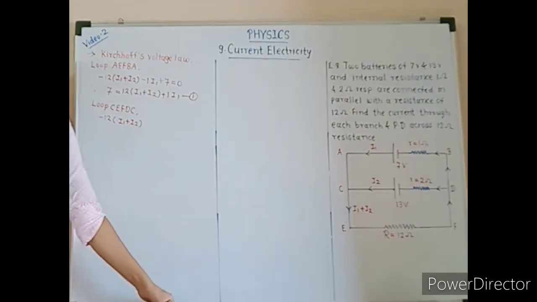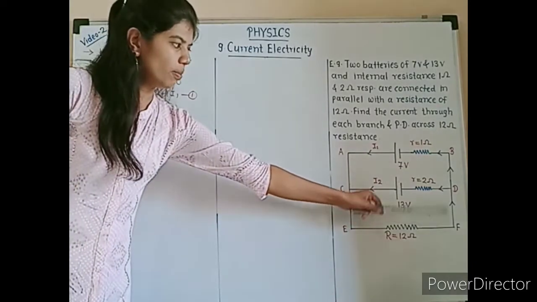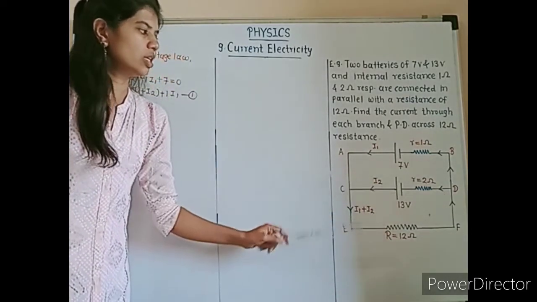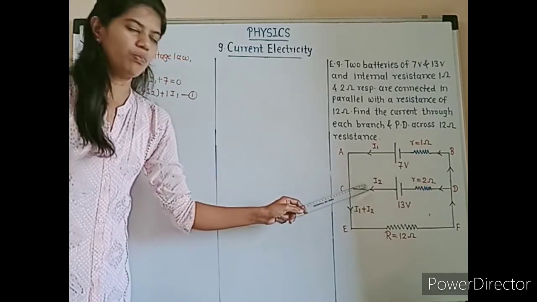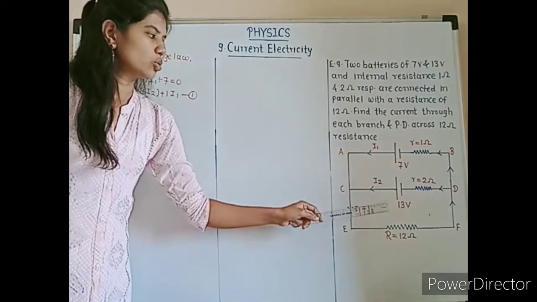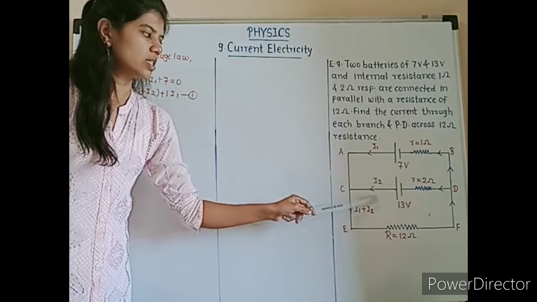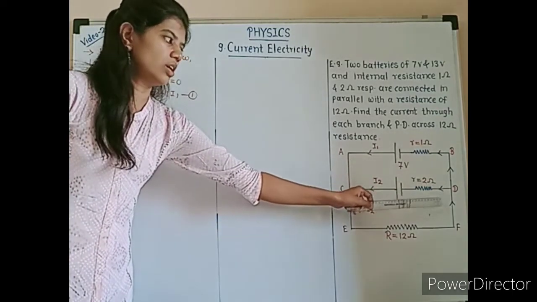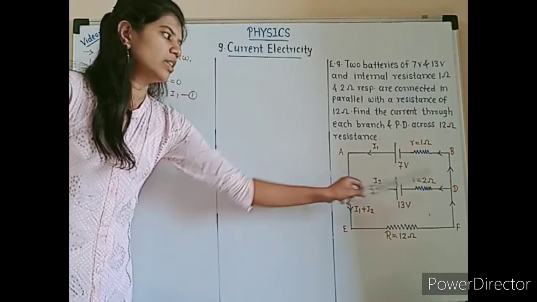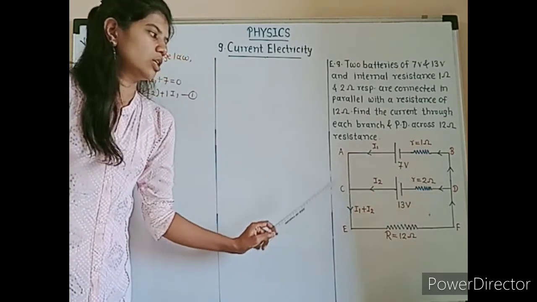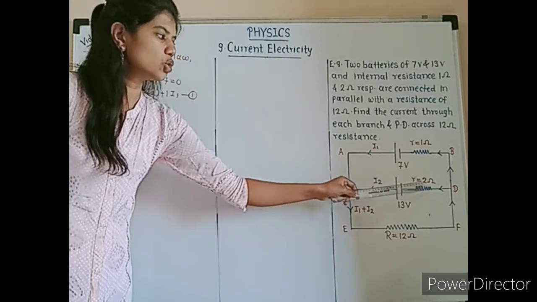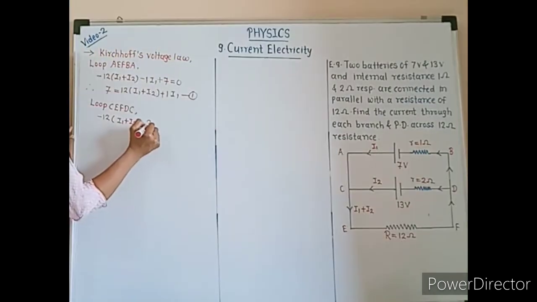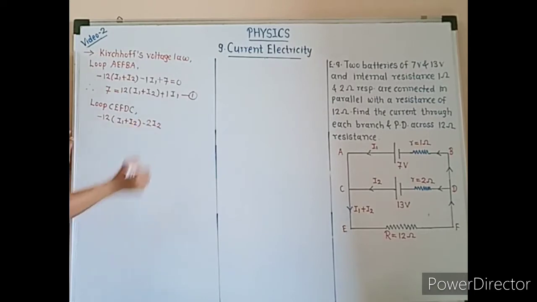Now the second term: we are tracing the loop from F to D. Here no resistance is connected. And from D to C we get 2I2. Similarly, here also the potential difference V is considered negative because the direction of conventional current and our travelling path are the same, that is from D to C. So the second term is minus 2I2.